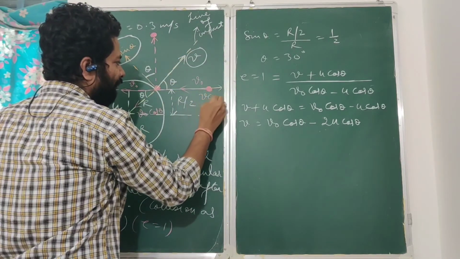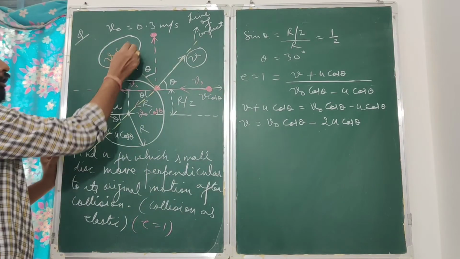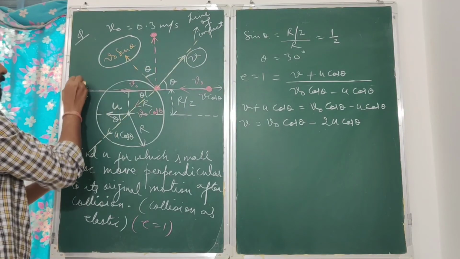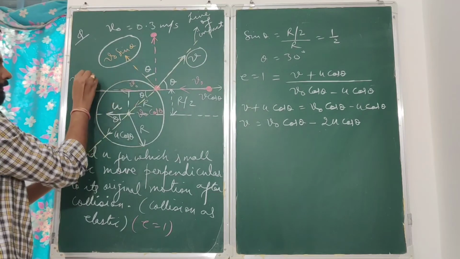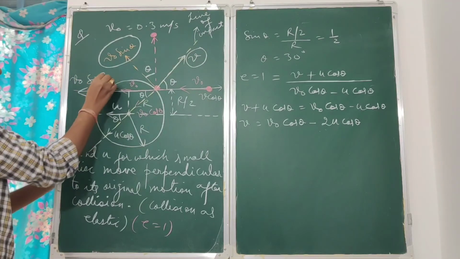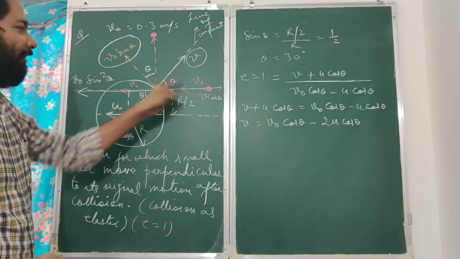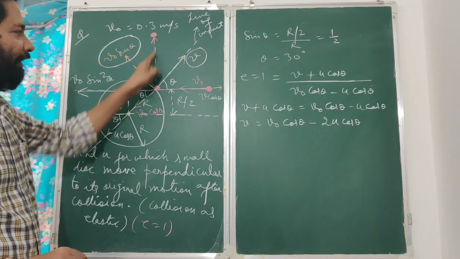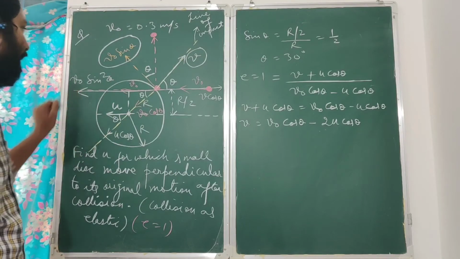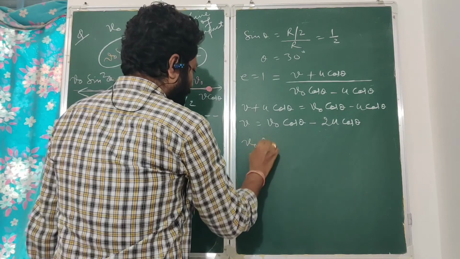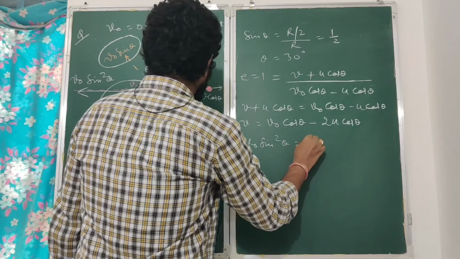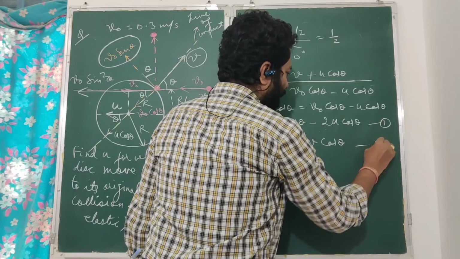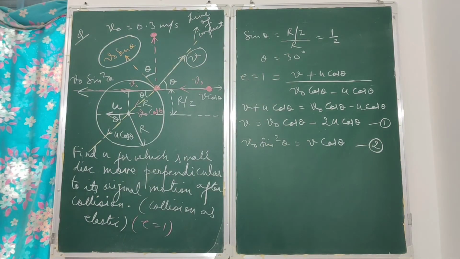How much? v cos theta. Correct? How much will v naught sin theta contribute in this direction? This is theta, so it will be v naught sin theta into sin theta, which is v naught sin square theta. So these two should cancel out each other. Then only this small disc will have velocity in the vertical direction. So we can write v naught sin square theta equal to v cos theta. This is the first equation, and you can name this the second equation.